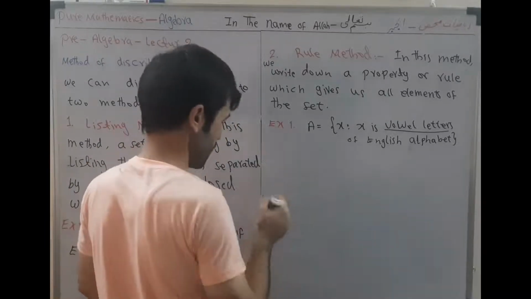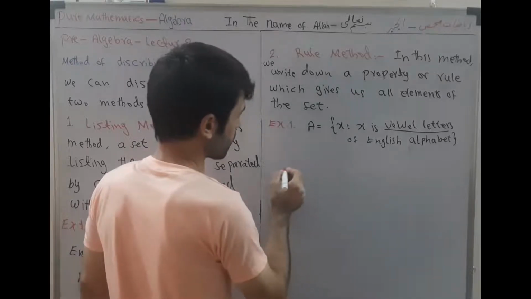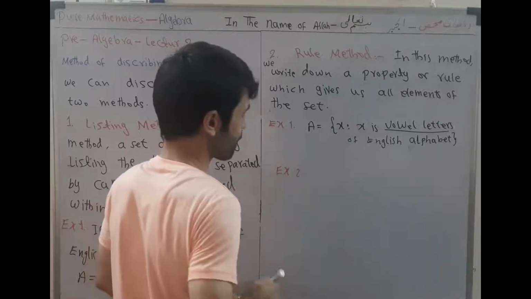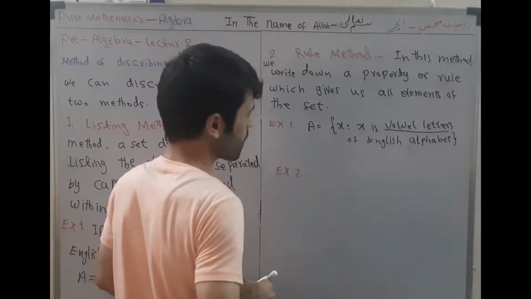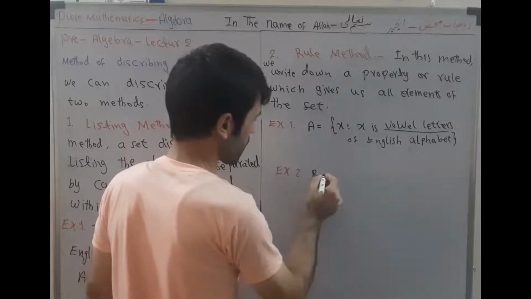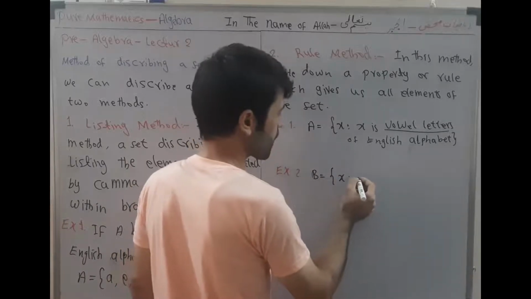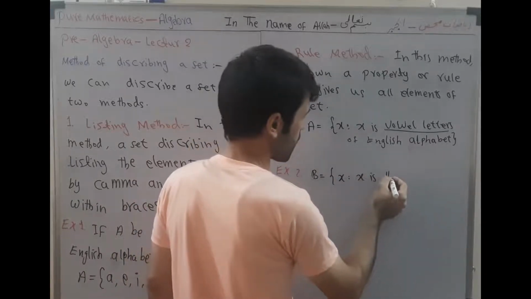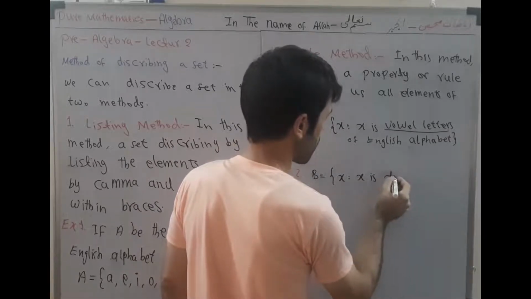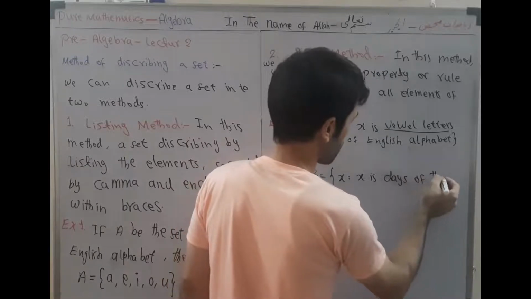Example 2. B is equal to the set of days of the week, {x such that x is a day of the week}.